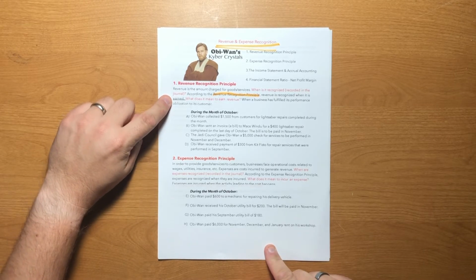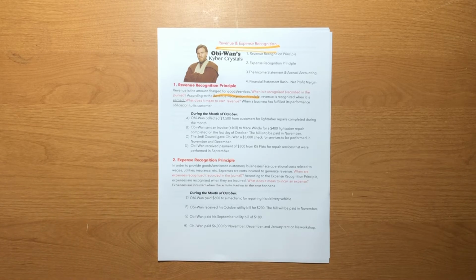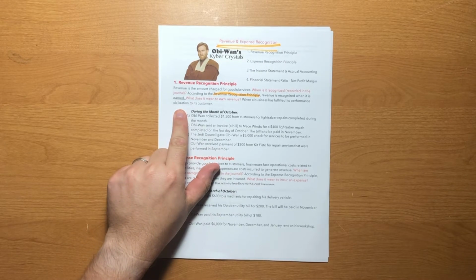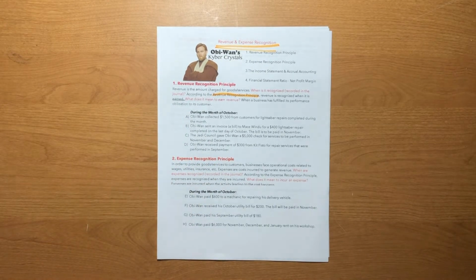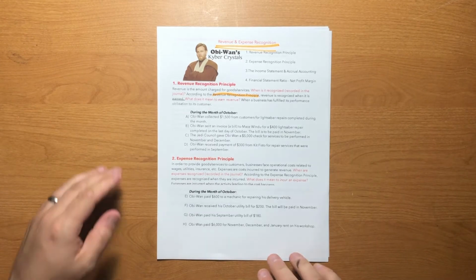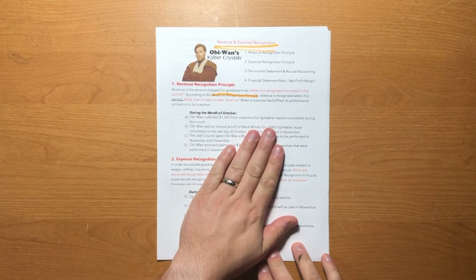Keyword, earned. Now, what does that mean, to earn revenue? When a business has fulfilled its performance obligation to the customer, it has earned revenue. Now, what does that mean? That basically means when the business has done what it's supposed to do for its customer, it can record the fact that it has earned the revenues from that service. So we're going to look at some transactions here in a minute.